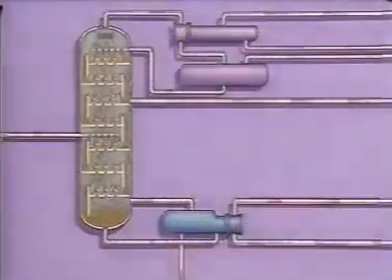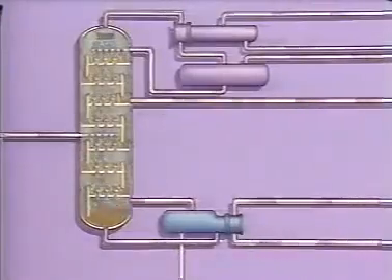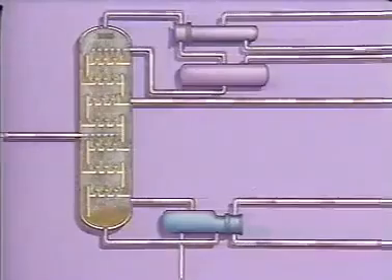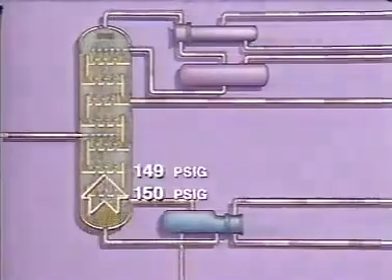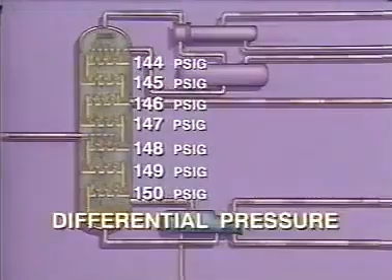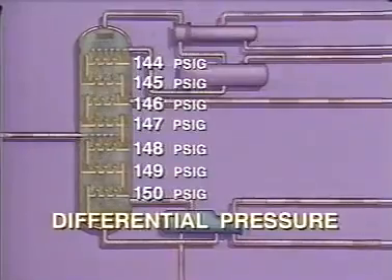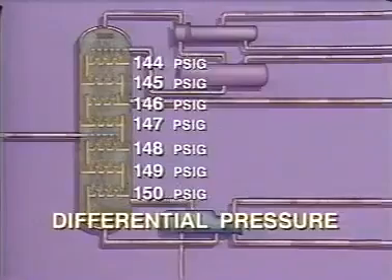For vapor to move up a tower, there must be a difference in pressure between the bottom and top of the column. In a tower that is operating normally, the highest pressure occurs at the bottom and then gradually decreases as you move towards the top. This differential pressure is the driving force that pushes vapors up through risers and bubble caps and through the liquid that is on each tray.